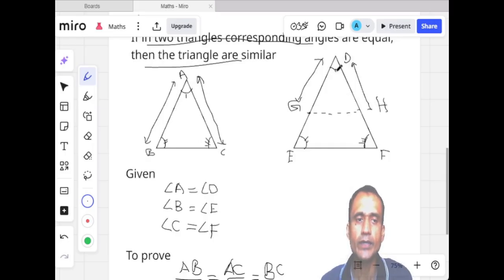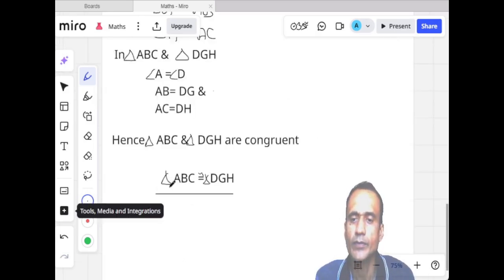Angle A is equal to angle D. Now that is given to us. AB is equal to DG and AC is equal to DH. This is by construction. So these two triangles ABC and DGH, these are congruent by SAS theorem. So we get triangle ABC is congruent to triangle DGH.